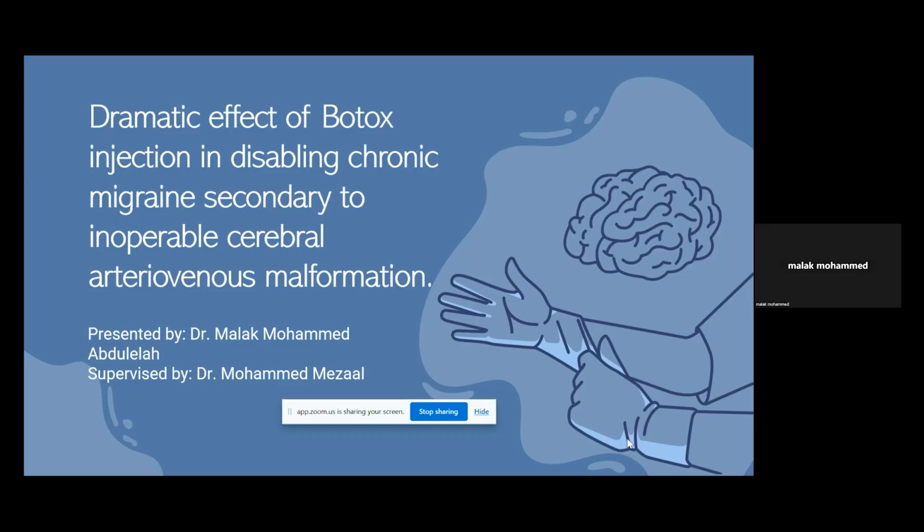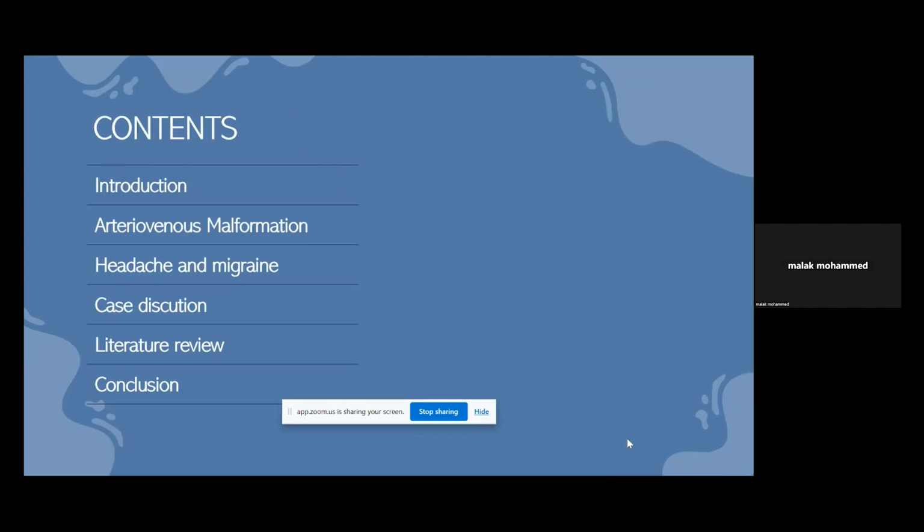And disabling chronic migraine secondary to inoperable cerebral arteriovenous malformation. So, a brief idea about our case in the introduction. She's a young female, healthy and active, who presented with a headache with migraine characteristics. Then we found out that she has AVMs. She was under conservative management, and she's doing well right now.